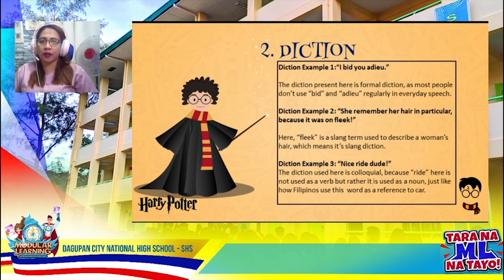Don't confuse slang and colloquial, because when I say slang, these are actually newly created words. So fleek, low-key, those are examples of slang words that are created by our younger generation. When I say colloquial, these are words that already exist but are used as a reference to other things by other people. For example, ride, petmalu, chikot. Those are examples of colloquial diction.